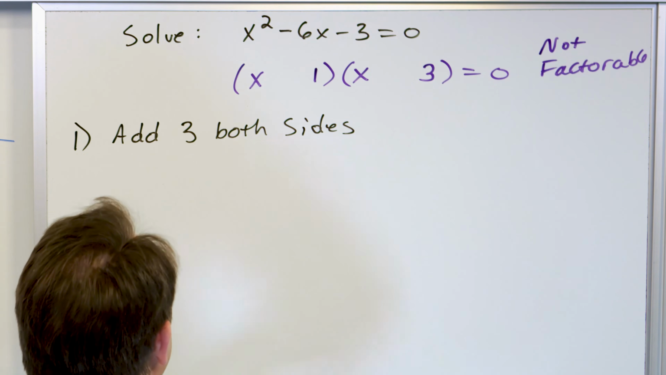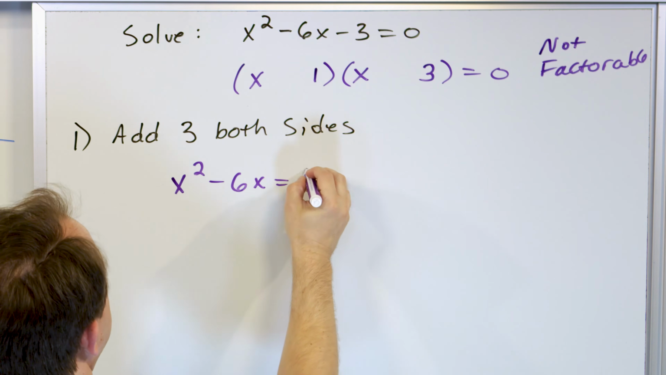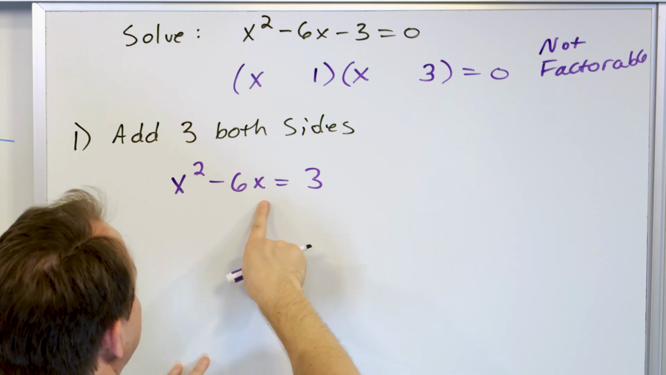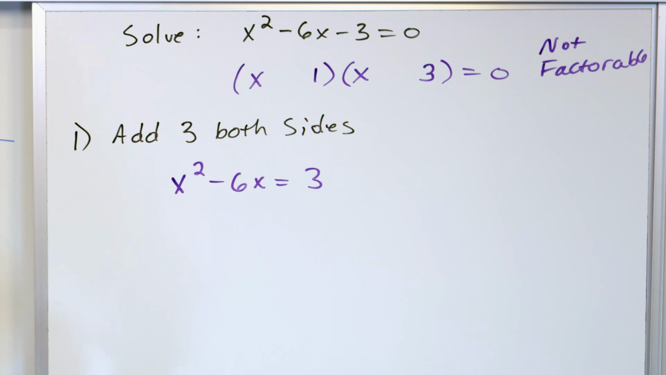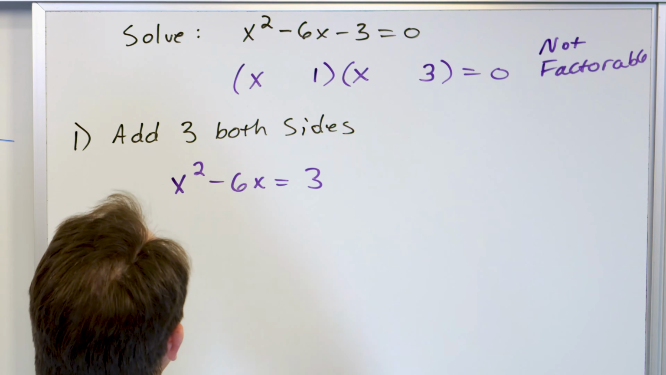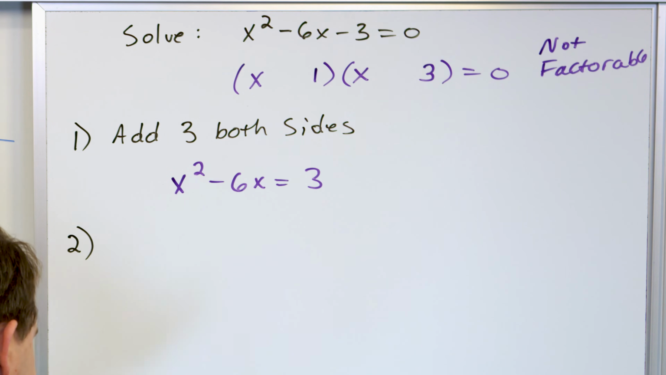So the result of that is the following thing. X squared minus 6x is equal to 3. All we did was add 3 here, makes it go away. Add 3 here, pops a 3 over there. So you all know how to add. Step number 1 is really easy. The only one that gives people problems is step 2 because it sounds really complicated.